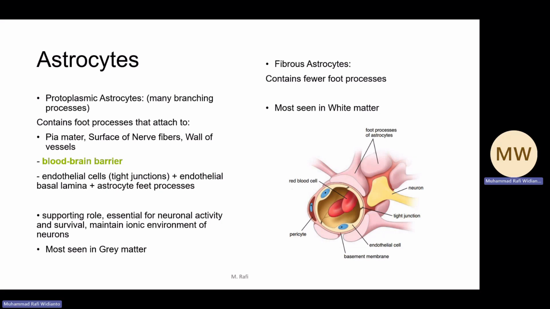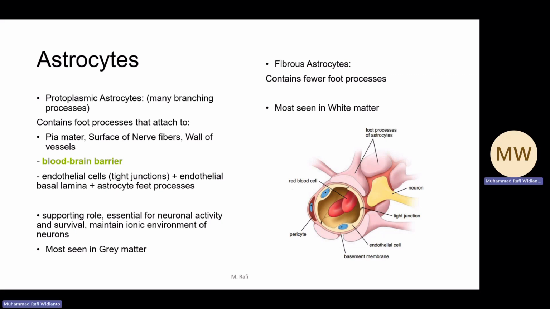But in general, the foot processes of the astrocytes will attach towards the pia mater, the surface of the nerve fibers, and the wall of the vessels. And when we talk about the wall of the vessels, we talk about the BBB, or the blood-brain barrier, which is important because it helps in the exchange of nutrients and wastes and all that. And in general, they basically have a supporting role essential for survival and maintaining the ionic environment of the neurons.